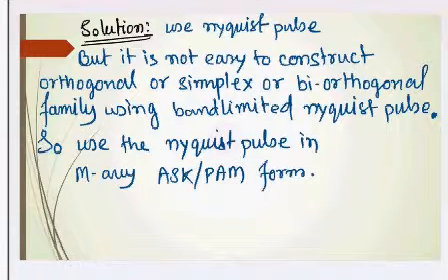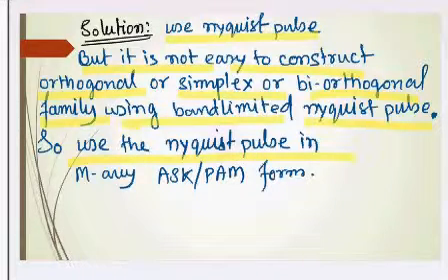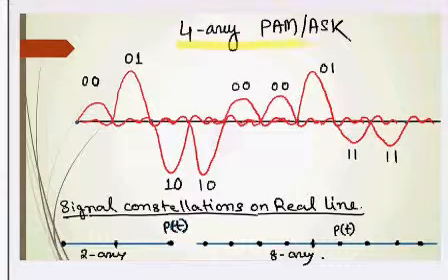So the solution is to use Nyquist pulse. But it is not easy to construct orthogonal, simplex or bi-orthogonal families using the band limited Nyquist pulse. In the binary case it was very easy, but in the M-ary case it is not very easy to produce orthogonal signaling, simplex or bi-orthogonal using Nyquist pulse. In that case you can use the Nyquist pulse in M-ary ASK fashion or PAM, pulse amplitude modulation, fashion. So here is 4-ary PAM or ASK.